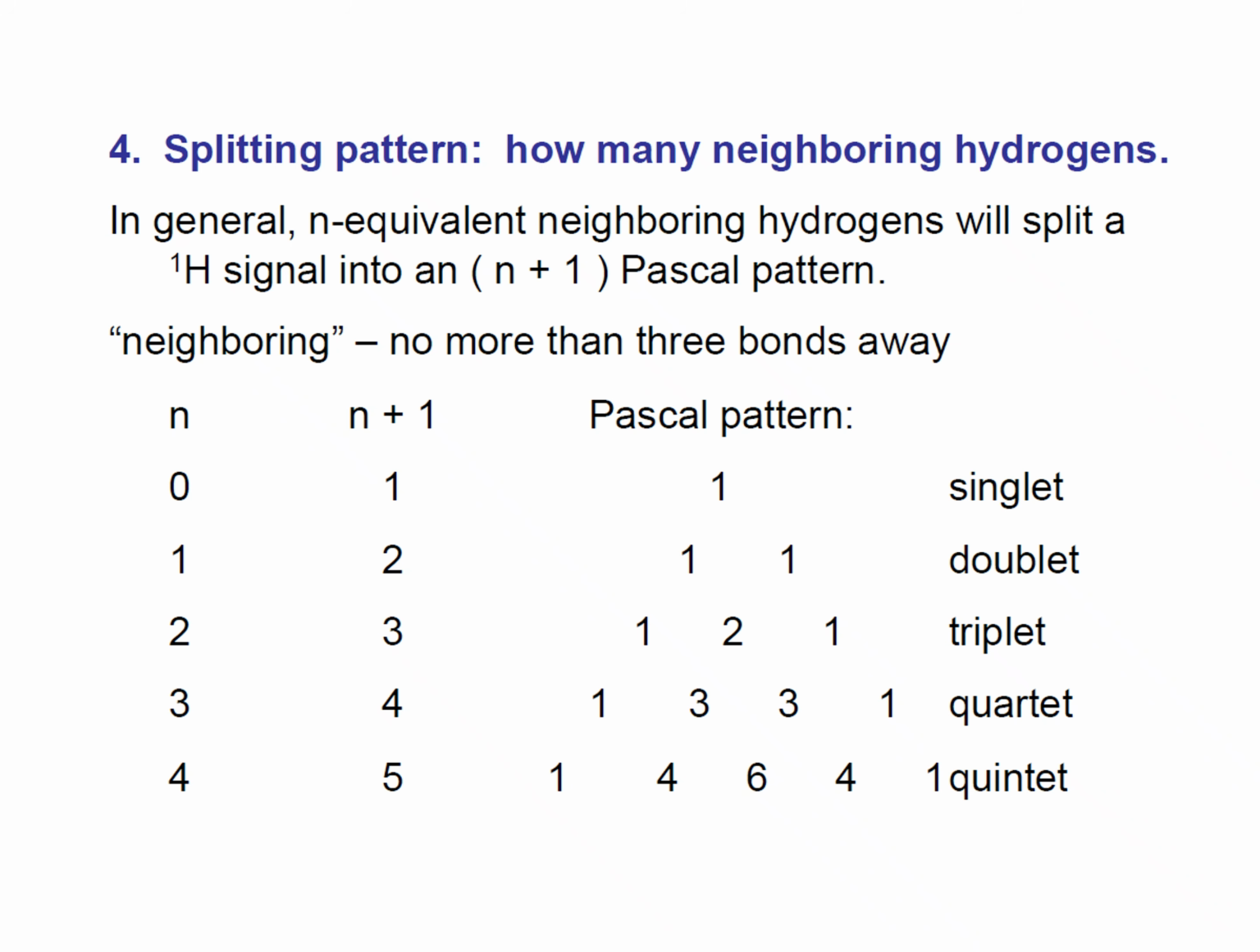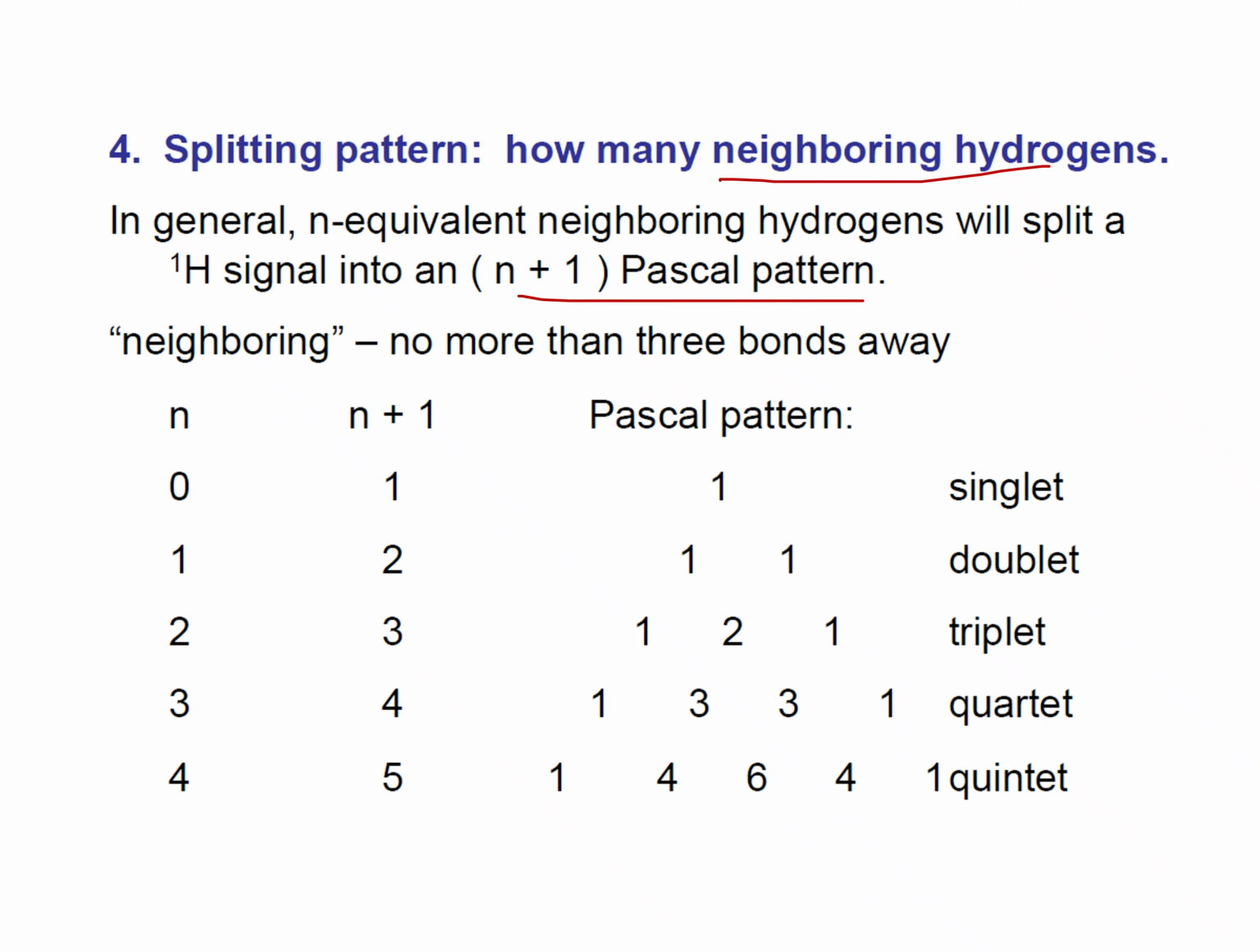And our final information that we can get from NMR spectroscopy is the splitting pattern. So how many neighboring hydrogen are available? The splitting occurs due to the neighboring hydrogen. In general, equivalent neighboring hydrogen will split into an n+1 Pascal pattern. For example, if you have 0 nearby hydrogen, then you will have 1 peak. If you have 1 nearby hydrogen, then you will have 2 splitting. The splitting pattern would be like Pascal. If you have 2 nearby hydrogen, then n+1 equals 3 splitting.